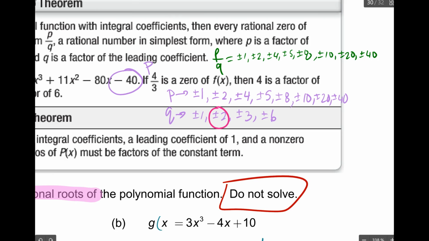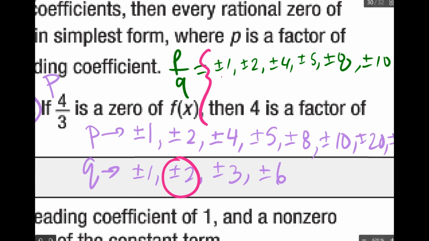Now I'm going to list out all the ones that divide by 2. This includes plus or minus a half. I could do plus or minus 2 divided by plus or minus 2, but that's the same thing as 1. I already have 1 listed up here, so I don't have to list it again. Plus or minus 4 divided by plus or minus 2 is the same thing as 2. I already have that listed here.